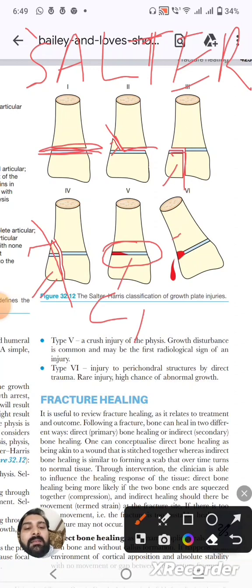Type 6 was added by Rang, and it is injury to the perichondrial ring, which is a supporting structure to the physis. It also causes growth abnormalities. So let's read.